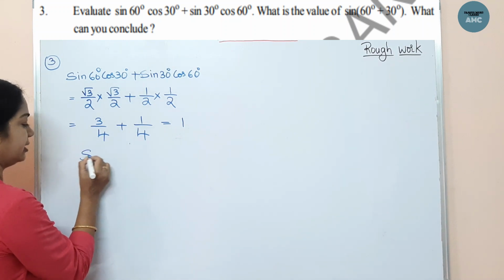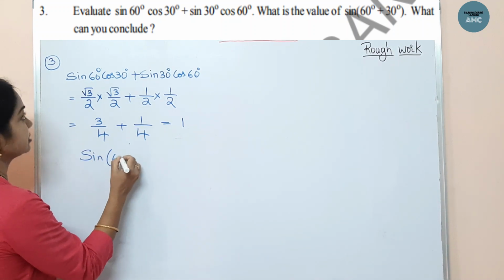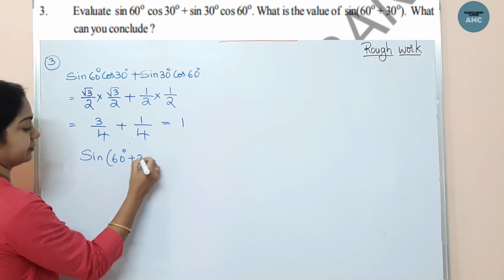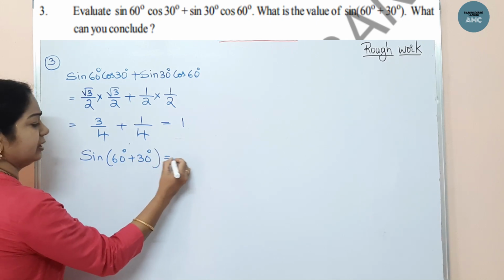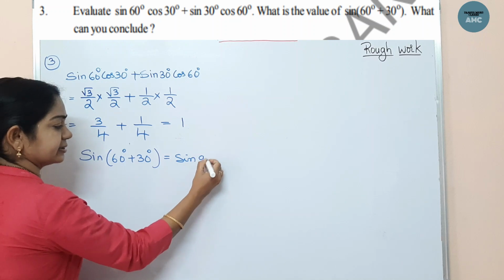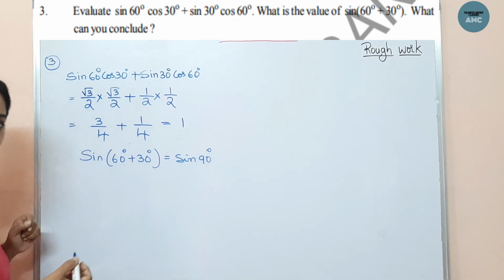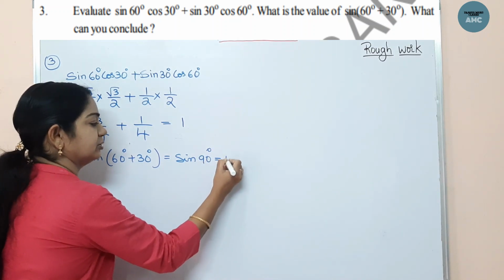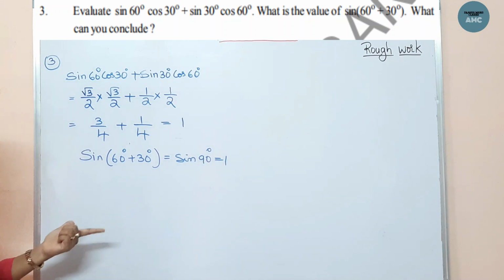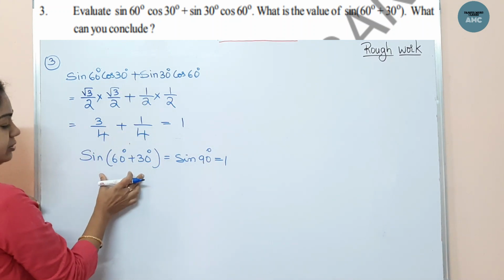Given, find sine 60 plus 30. Okay, here. This is sine 90 degrees, isn't it? Now, what is the value of sine 90? It's clearly 1. So, from these two, what can we conclude? That this is equal to this part.